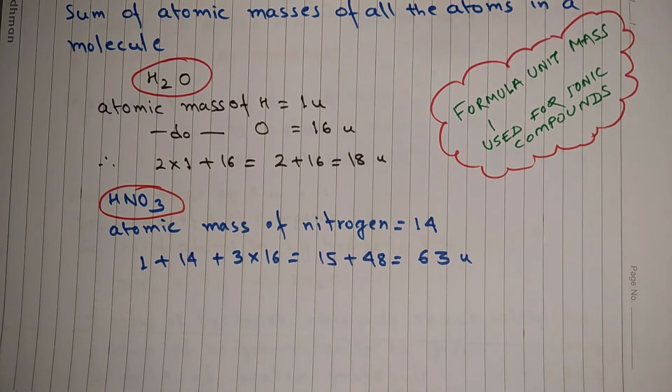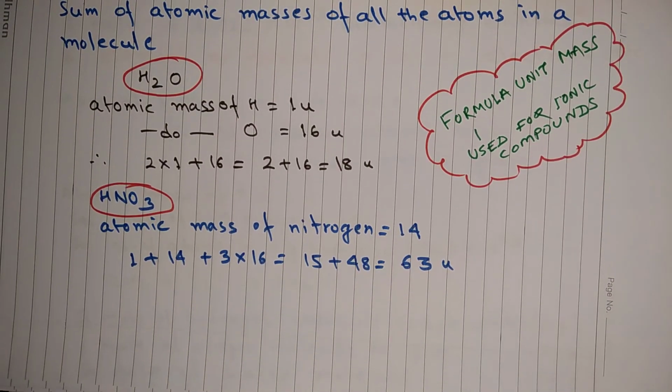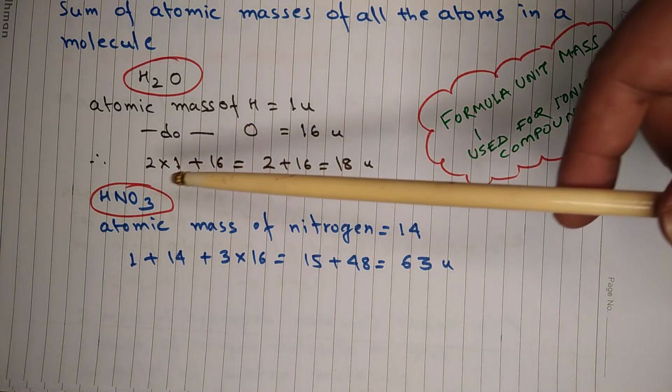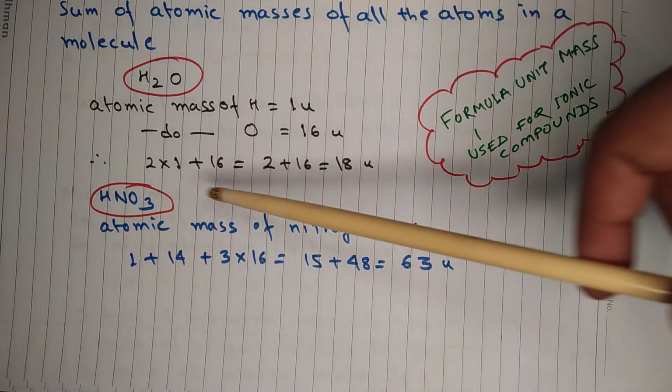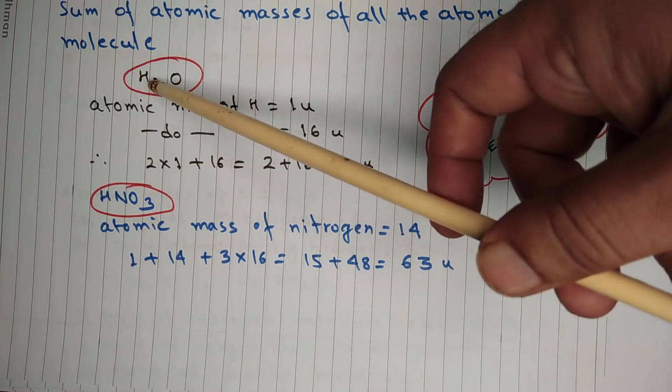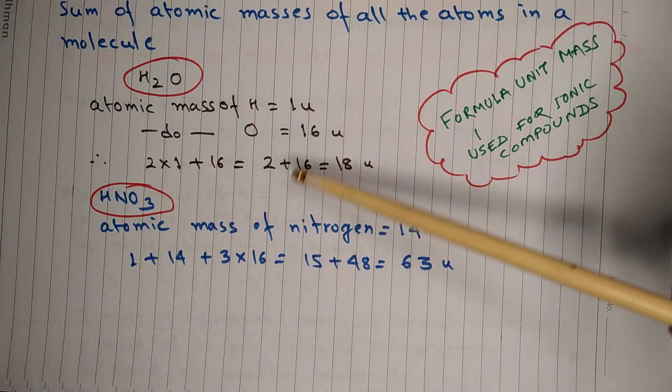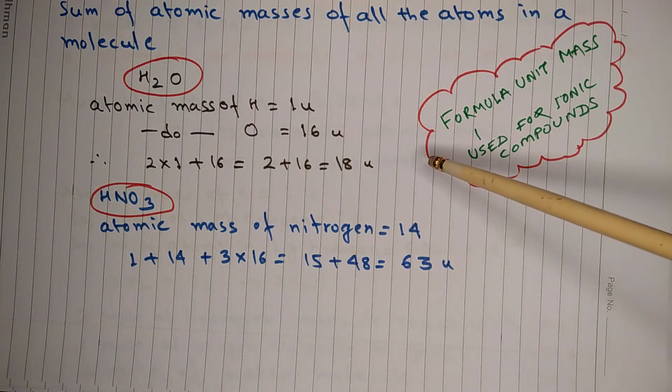Molecular mass. Sum of atomic masses of all the atoms in a molecule is called molecular mass. So to understand this, let us take example of the molecule of water. So the formula is H2O. Atomic mass of hydrogen is 1 U and atomic mass of oxygen is 16 U, which means that molecular mass of water can be calculated as 2 multiplied by 1 for 2 atoms of hydrogen plus 16 for 1 atom of oxygen. So it will be 2 plus 16 is equal to 18 U.